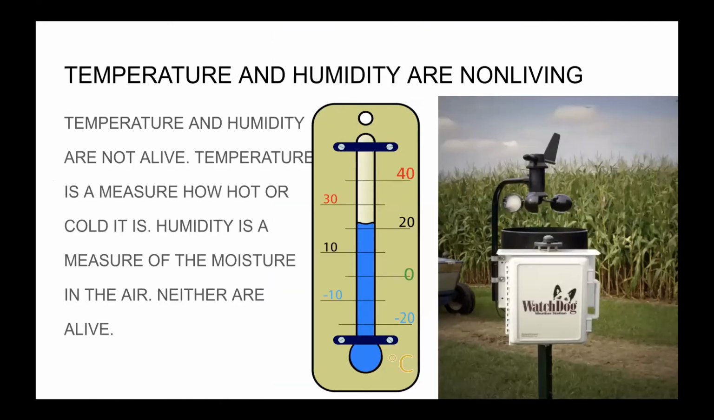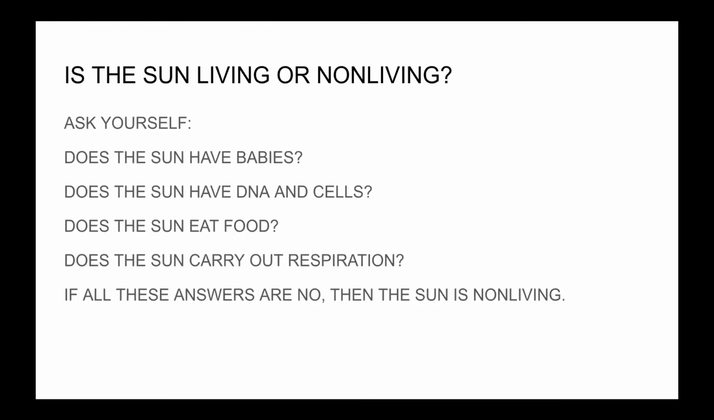Temperature and humidity are non-living factors in an ecosystem. Temperature is a measure of how hot or cold it is. Humidity is the measurement of the moisture in the air, but neither are alive. Neither has ever been alive.